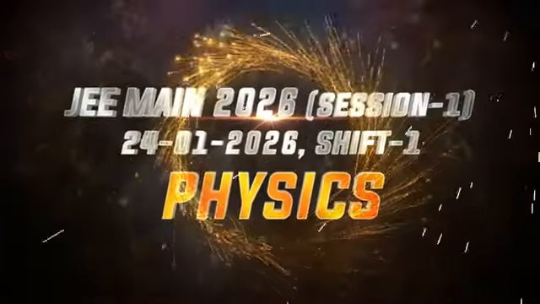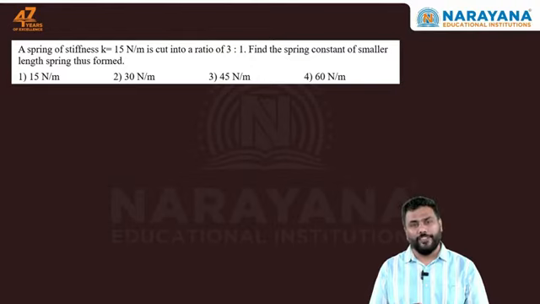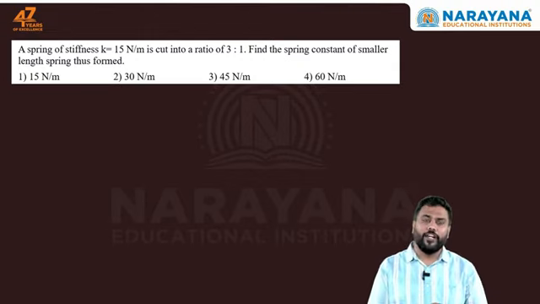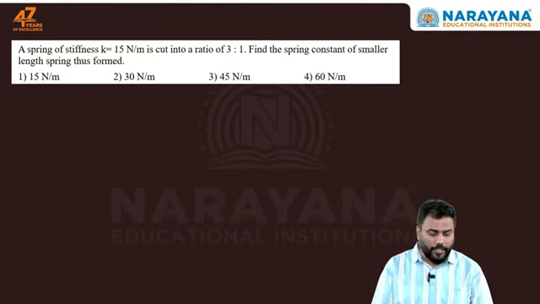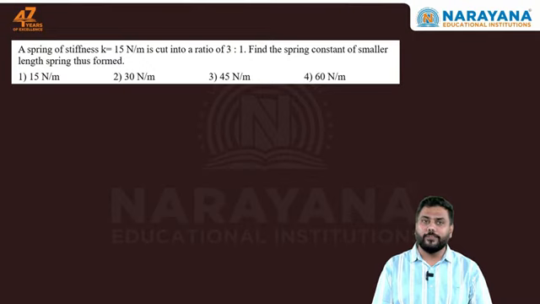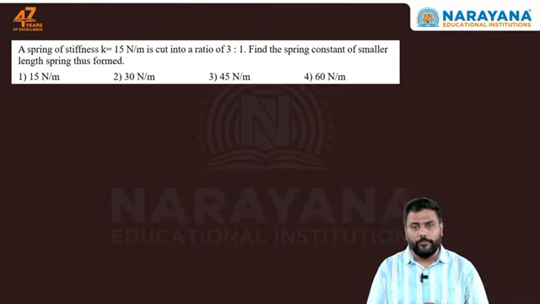Let's move to physics. Hello students, so we are back with the discussion of 24th Jan morning session paper discussion. So we are going to discuss some physics questions with you. The first question that we are observing here is a spring constant question. They are providing that there is a spring of 15 Newton per meter. It is cut in the ratio 3:1. We need to find the spring constant of the smaller length of the spring thus formed.